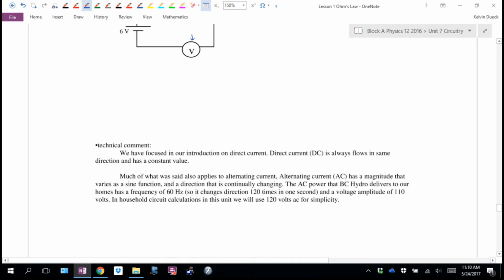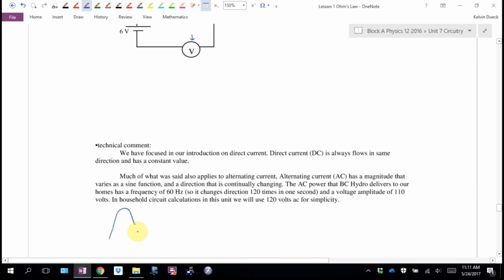Technical comment, we focused our introduction on direct current. Direct current, DC is the abbreviation, always flows in the same direction as a constant value. Everything that I'm teaching you pretty much can also be applied to AC, to alternating current. Alternating current has a magnitude that varies as a sine function.